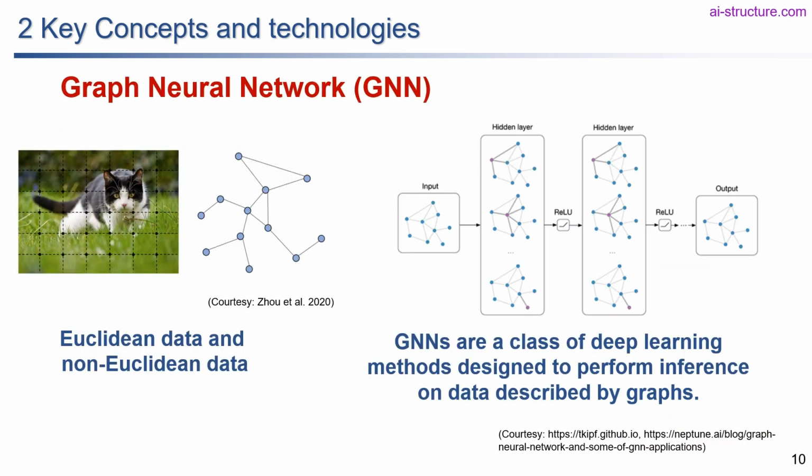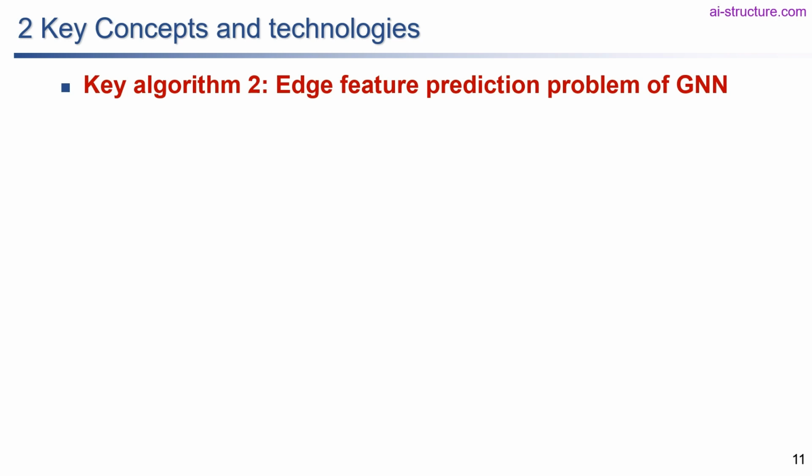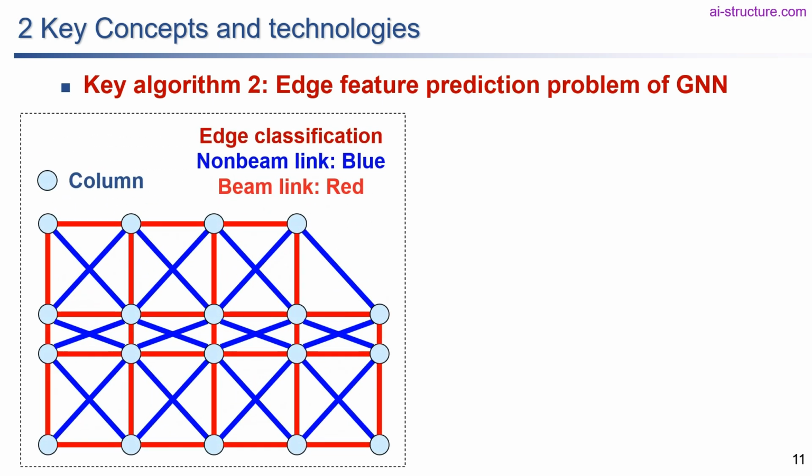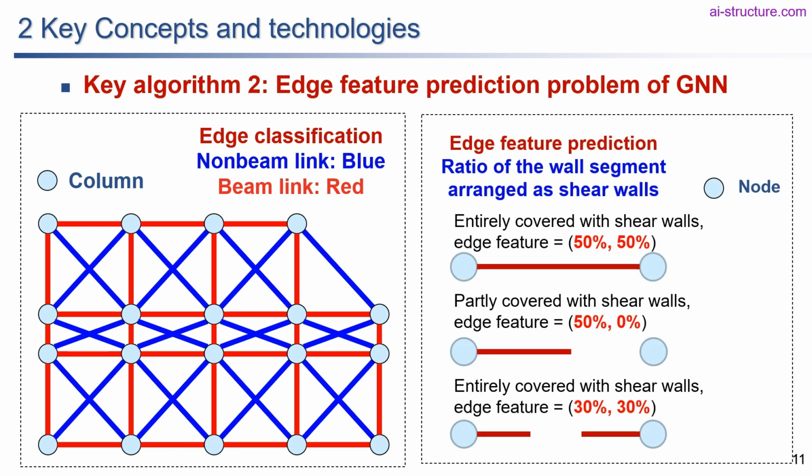Graph neural networks are another generative AI method. Unlike an image, a graph is non-Euclidean geometric data, and its data is composed of nodes and connecting edges. GNNs are a class of deep learning methods designed to perform inference on data described by graphs. Based on GNN, structural design is formulated as a problem of graph edge feature prediction. For example, in frame structure design, the feature classification of whether frame beams are arranged between two columns. In shear wall structure design, the feature prediction of the length of the shear wall between two nodes.